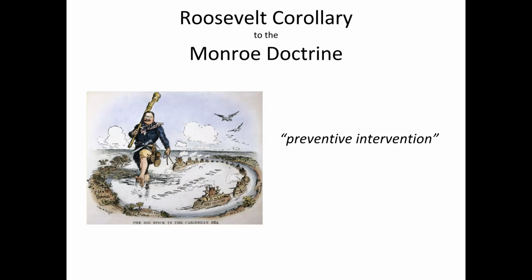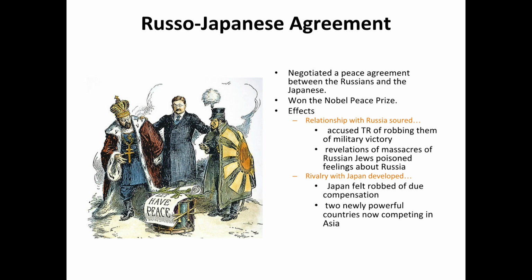So Roosevelt issues as president the Roosevelt Corollary to the Monroe Doctrine, which was essentially saying that we will use preventative intervention if we think that European nations are going to try and manipulate or become involved in Latin American countries. Roosevelt actually negotiated a peace agreement and wins the Nobel Peace Prize for that agreement between the Russians and the Japanese, who were essentially fighting over territory in China. He puts diplomats on a boat and makes them stay on the boat essentially until they come up with a peace treaty. However, this causes Russia's relationship with the United States to kind of sour because they didn't win a military victory.